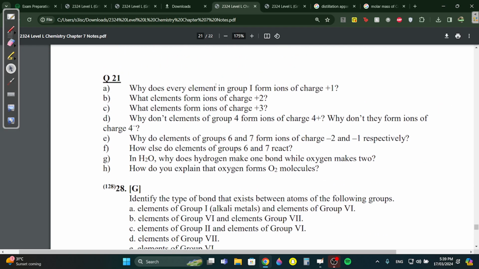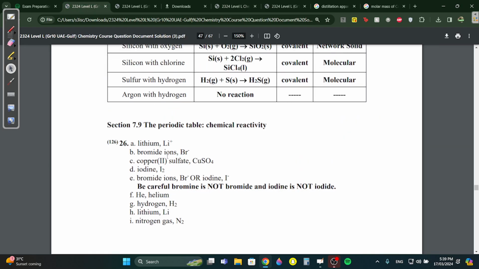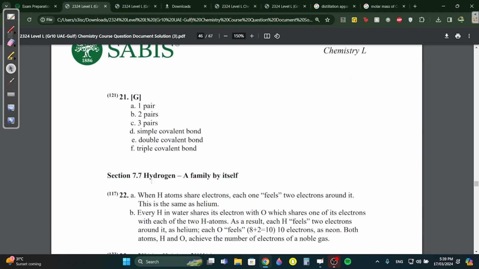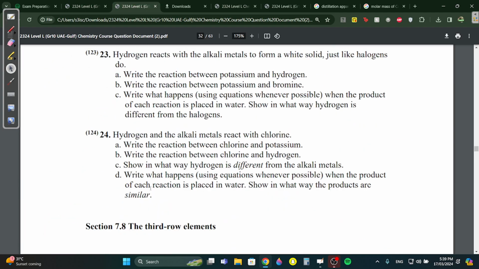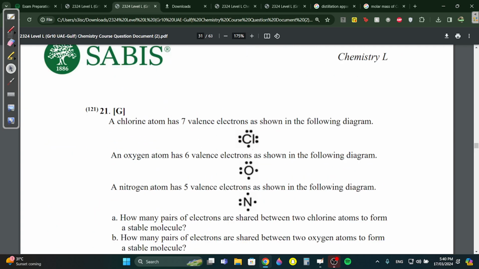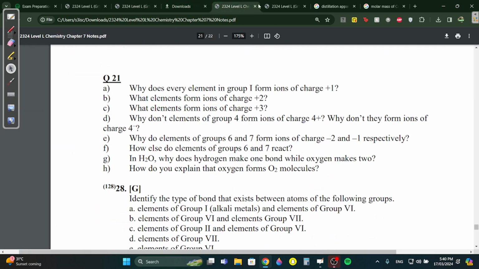Why does every element in group 1 form ions of charge +1? Because they lose an electron. Wait, let me see this. Question 21. Only one pair. Okay, it should be because they all lose an electron.